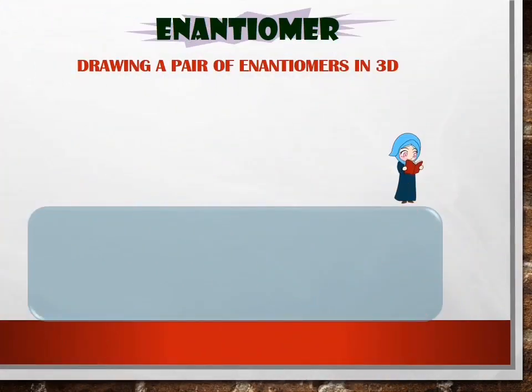How to draw a pair of enantiomers in 3D? Just now we already know how to predict the chiral carbon. For enantiomers, we just focus on one chiral carbon only. If you have 2 or 3 chiral carbons, that one is out of syllabus. So remember, an enantiomer only consists of one chiral carbon only, like this.